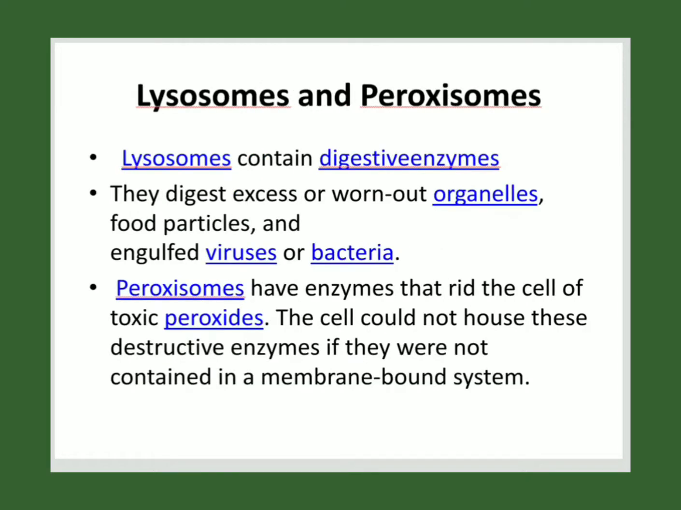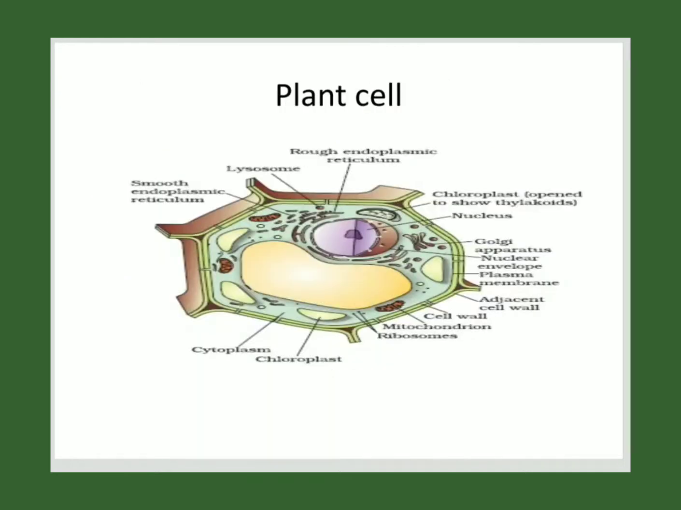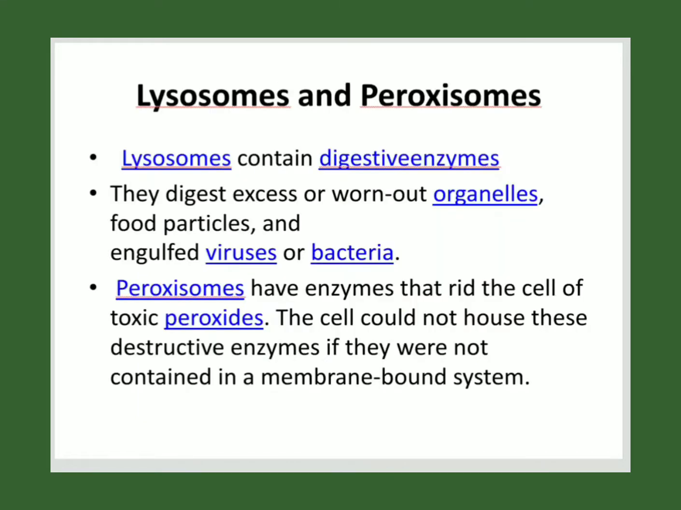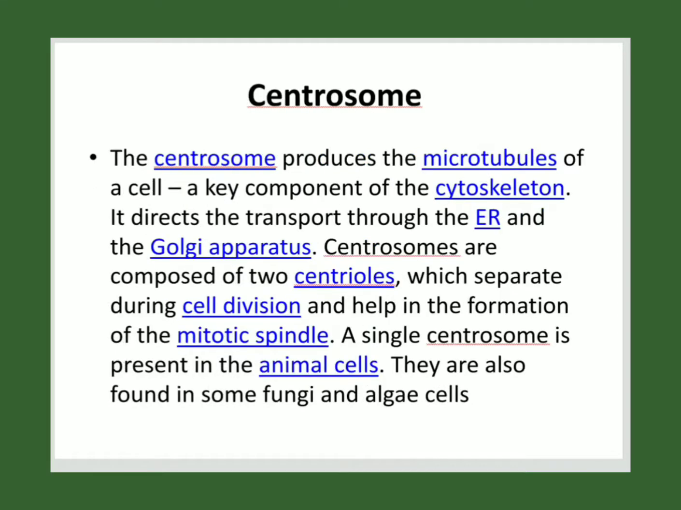Next, lysosomes and peroxisomes. Lysosomes contain the digestive enzymes. They digest the worn-out organelles, food particles and engulfed viruses or bacteria. These are also called suicidal bags. And peroxisomes will detoxify the cell. The cells could not house these destructive enzymes if they were not contained in a membrane-bound system. Lysosomes digest at a lower pH.